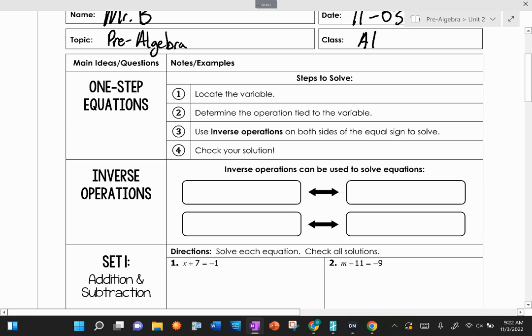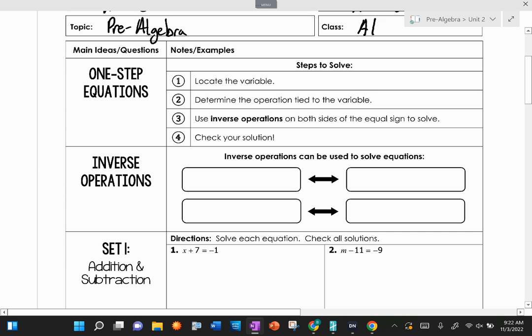Okay. So we are solving 1-step equations. 1-step equations means that you will have 1 step to be able to solve it. So to solve equations, we use inverse operations. Inverse operations are just the opposite operation.